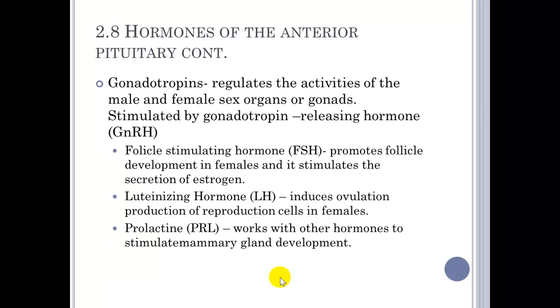Gonadotropins regulate the activities of male and female sex organs, or gonads, stimulated by gonadotropin releasing hormone. Follicle stimulating hormone, or FSH, promotes follicle development in females, and it stimulates the secretion of estrogen. Luteinizing hormone induces ovulation, production of reproductive cells in females. Prolactin works with other hormones to stimulate mammary gland development.